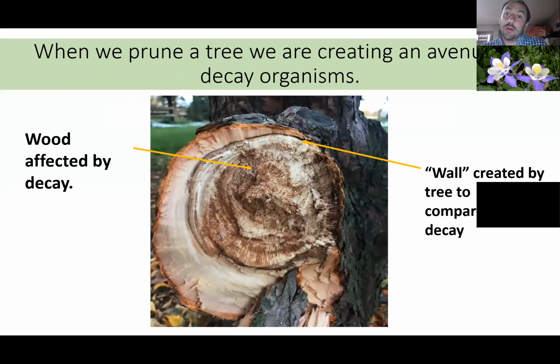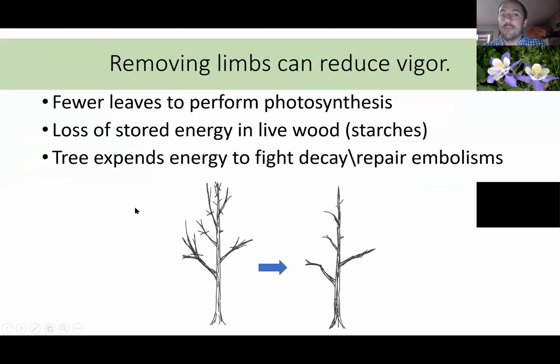Here's a picture of a crabapple, actually, at my house, of a branch that failed. And you can see this whole center section was affected by decay. And the way trees deal with decay is they try to build walls around it and then abandon the affected tissue. And the black line here around the edge is the wall the tree has tried to construct to contain decay. Of course, it made the limb weak, and the limb ended up breaking anyways.